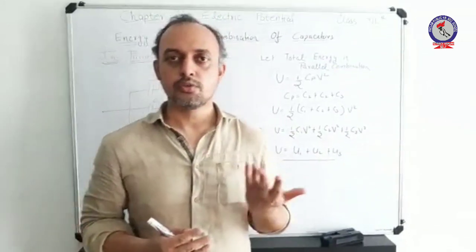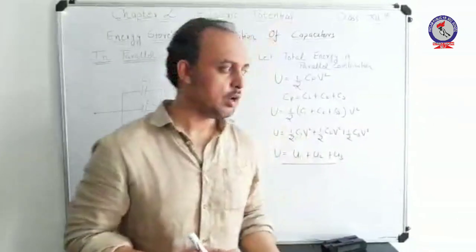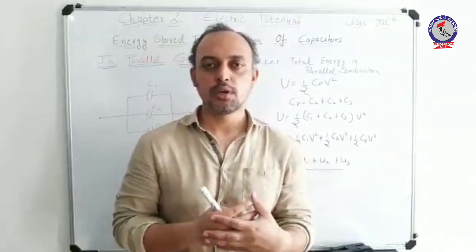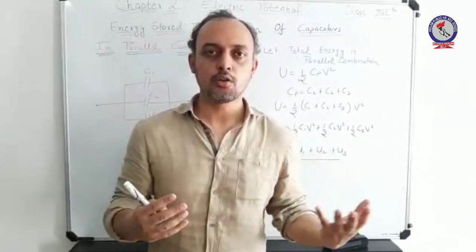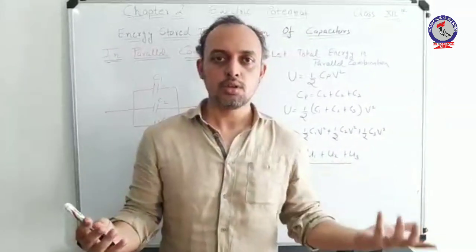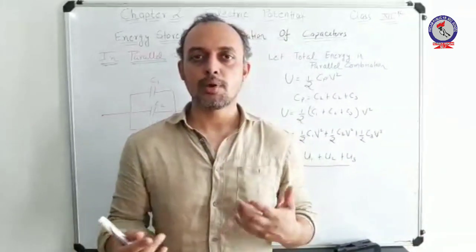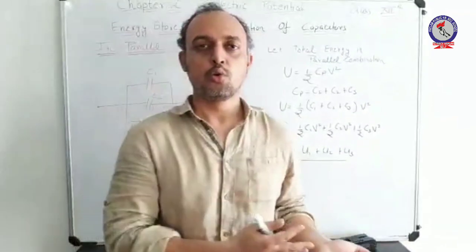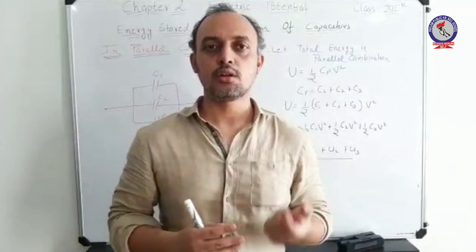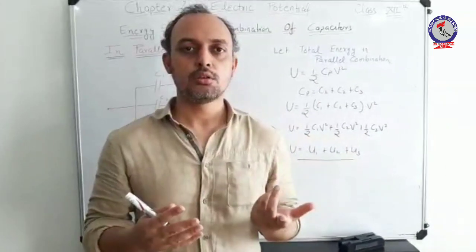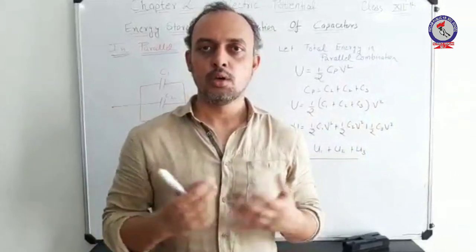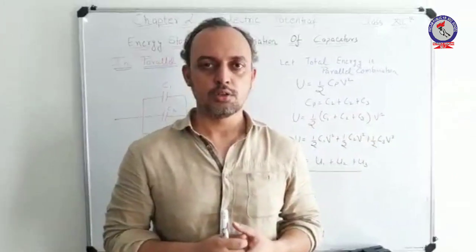Reviewing the concept of series combination, we have also calculated the same. So the logic which is being correlated from the series and parallel combination is that whether you are connecting capacitors in series or in parallel, the total energy will always be the sum of their individual energies. That is, the total energy remains the same, U1 plus U2 plus U3, depending upon the number of capacitors which are being connected in the combination.